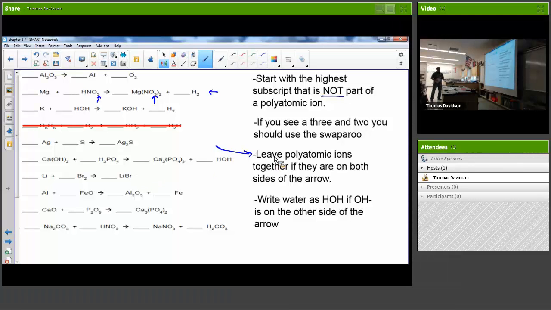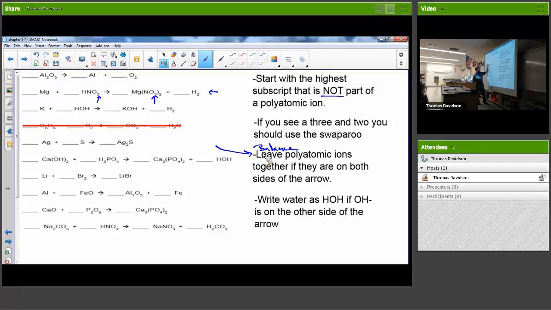I should say the word balanced. I don't know if that makes sense or not. What I'm trying to say is since NO3 is one thing over here and NO3 is one thing over here, don't worry about balancing the N's or the O's. Just balance NO3 as its own individual thing, as long as it's on both sides of the arrow.